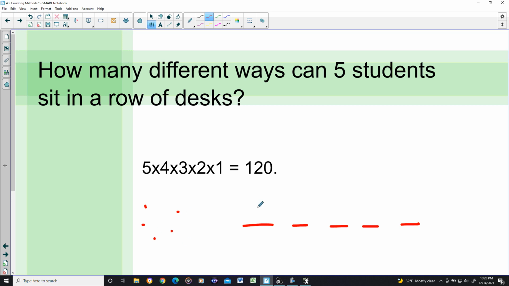then the first student can go in 5 desks, and then another student now has 4 desks, and then another student has 3 desks, and then another student has 2 desks. The other thing you can think about is the reverse too. In the first desk, you have 5 potential students. For the next desk, you have 4 potential students. For the next desk, you have 3 potential students. So there's a total, no matter how you look at it, of 120 different ways that you can order 5 objects.